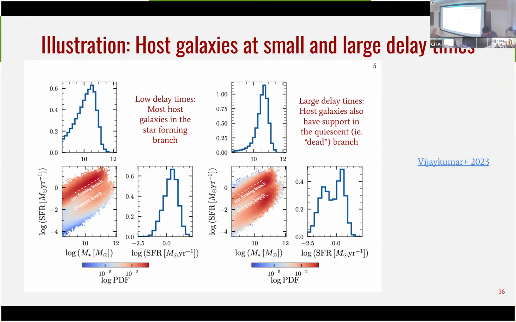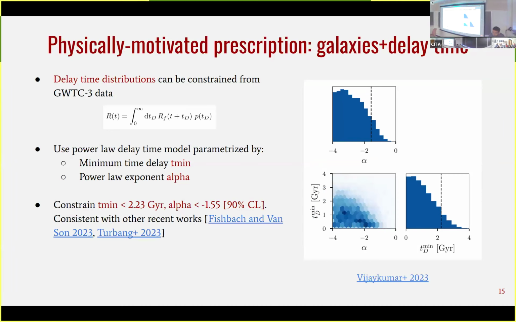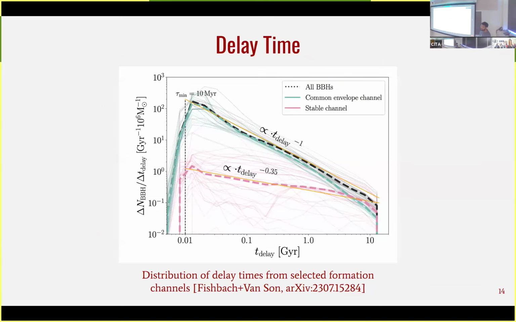Less than minus 1.55, does that mean flatter than? Flatter than? Sorry? Because your example said minus 0.35 and minus 1. Yeah, so what we can try to say is that it's definitely not minus 1. And so this minus 0.35 is flat and minus 1.55 would be sharper. This is essentially saying that the time delays are low in the population because the functions are very steep and even the minimum time delay is low. Steeper than these, yeah.